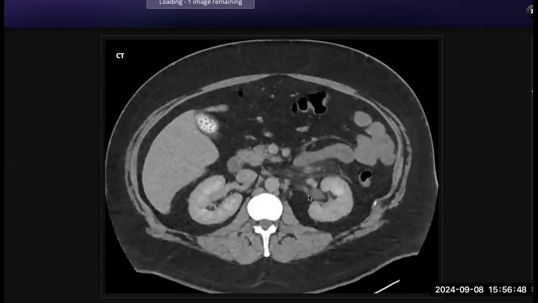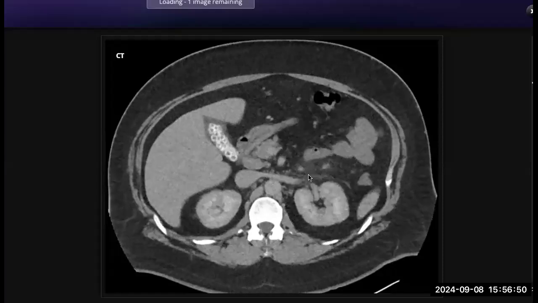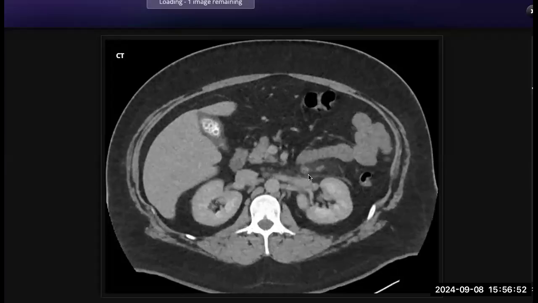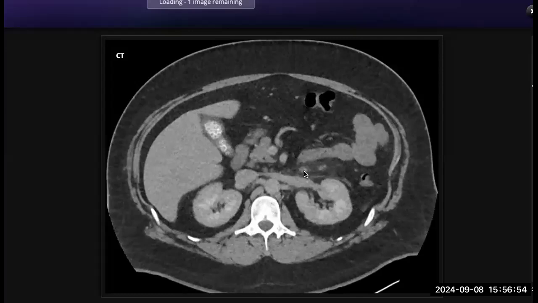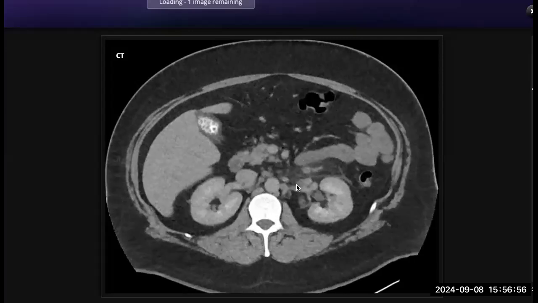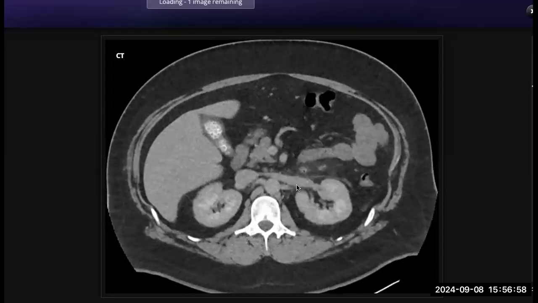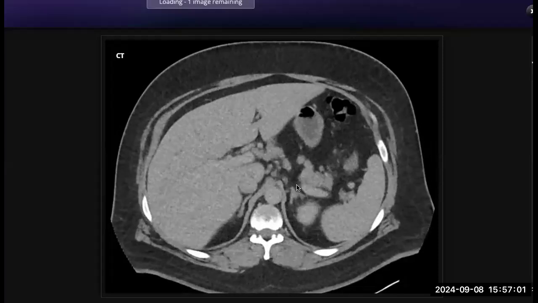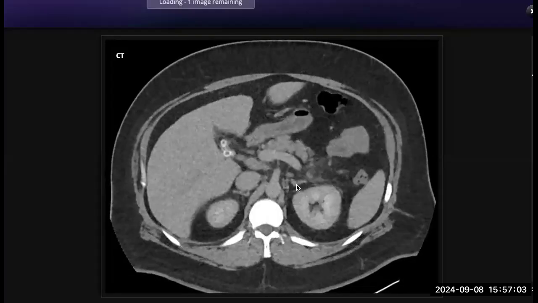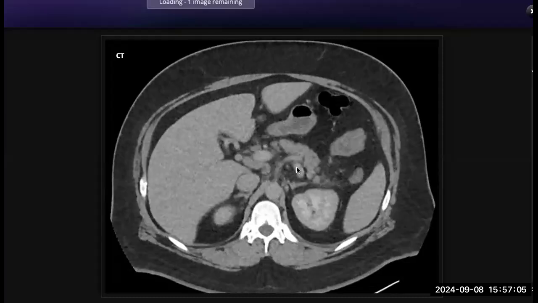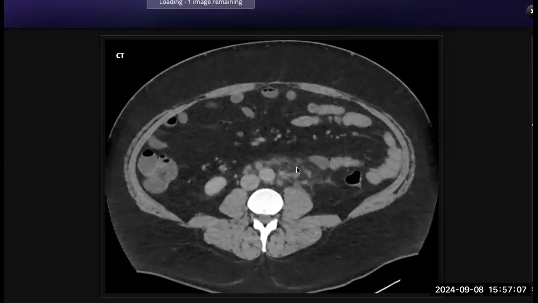It's called the inferior mesenteric vein. So basically, this is the inferior mesenteric vein. You can see an air pocket here within that vein? Yes. So this is IMV phlebitis. That is why you are seeing stranding around that area. So that is the primary pathology here.